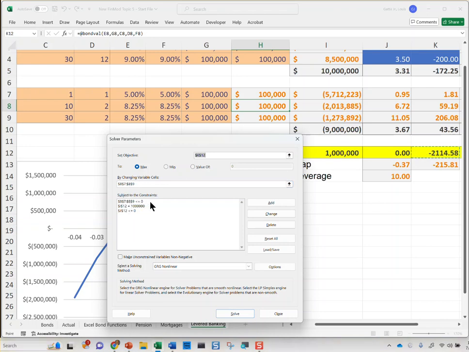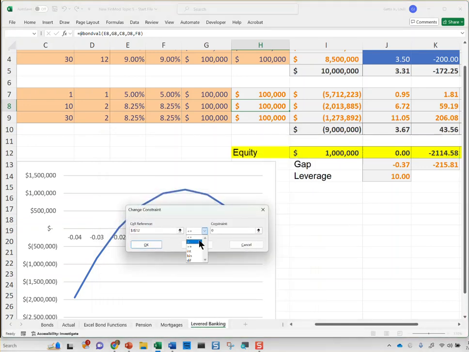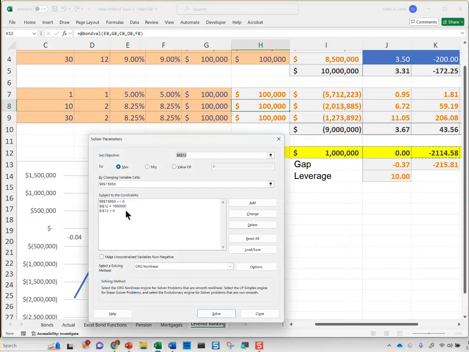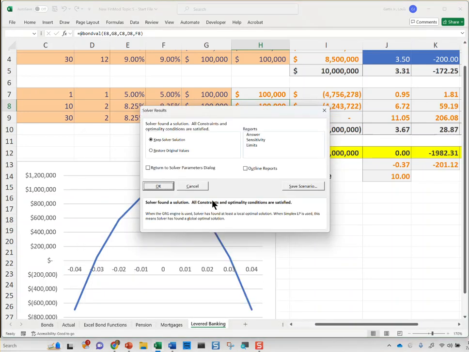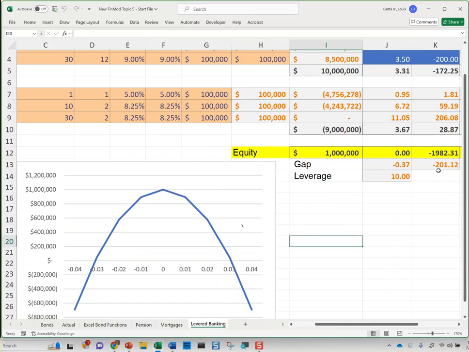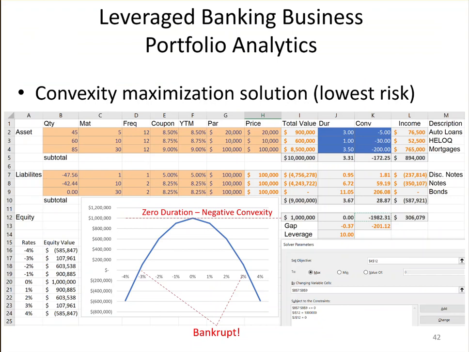The quantities have to be non-positive. The equity is equal to 1 million, or you can put the liabilities are equal to negative 9 million. And the J12 is less than or equal to 0. All right, I'm sorry, is equal to 0. That should be equal to 0. All right, I'm setting duration equal to 0. Solve, okay. And what you'll see is this is just a little bit better than before.